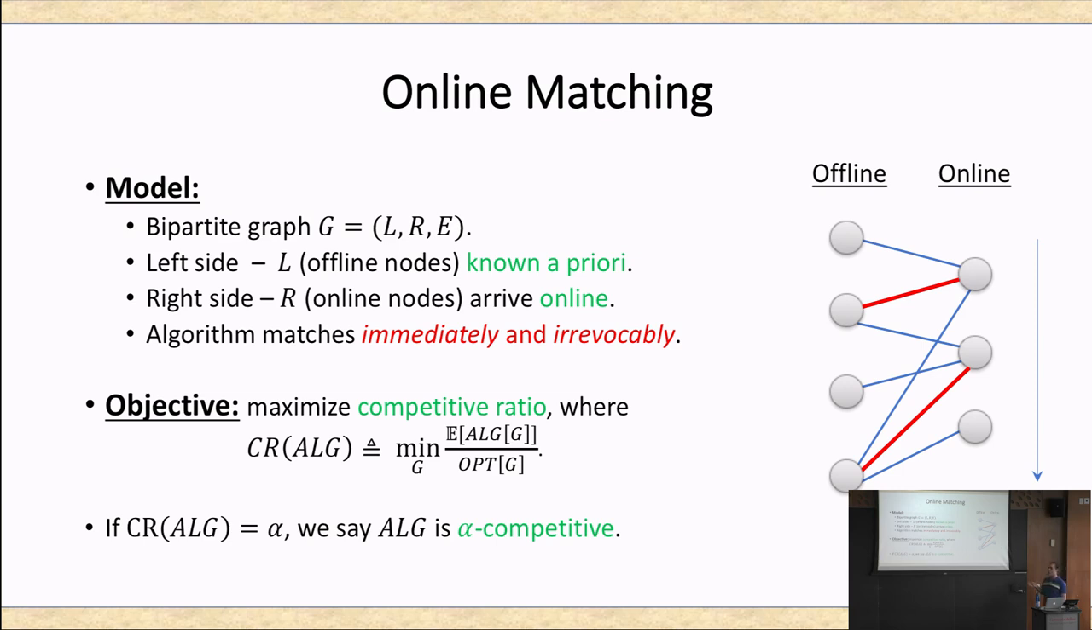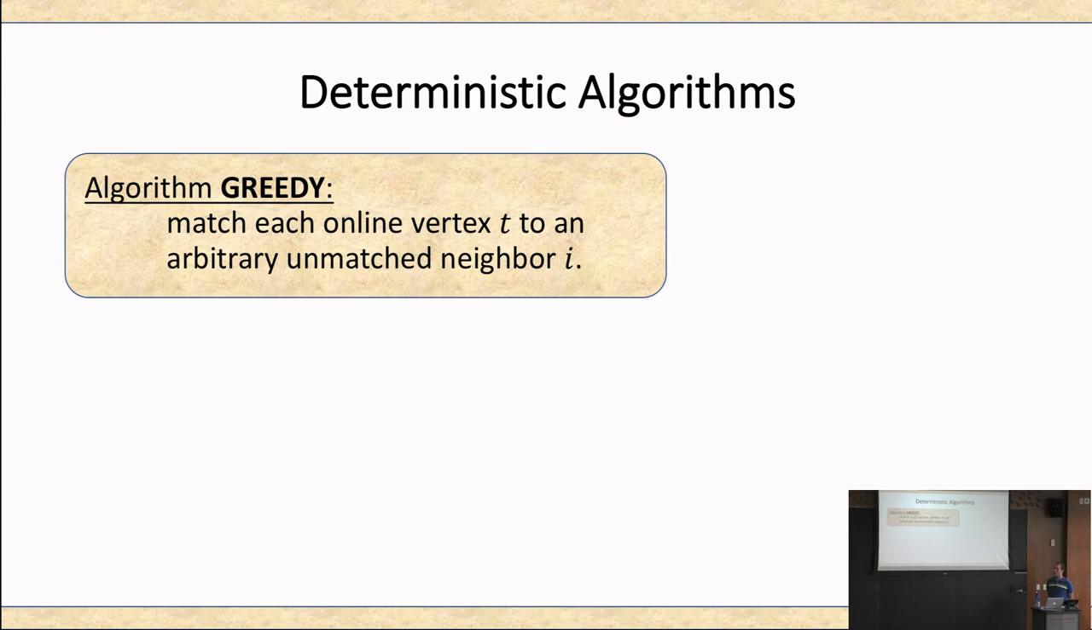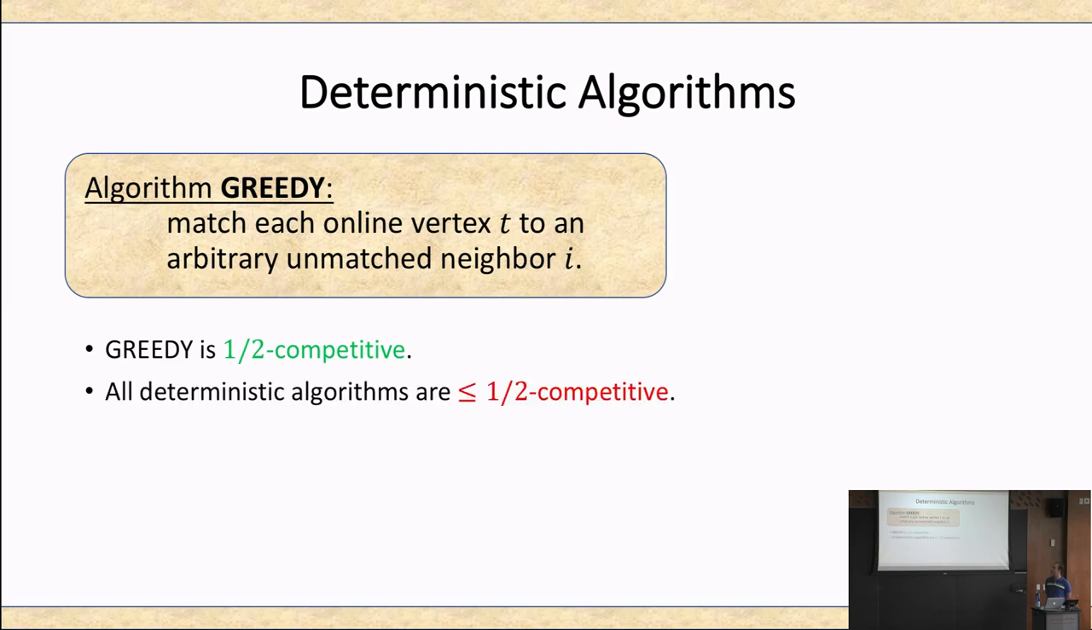So let's see what we can actually do in this setting. The first thing we'll consider are deterministic algorithms. The natural first algorithm to look at for any problem is the greedy algorithm, which in this case matches each online vertex t, that is, the online vertex that arrives at time t, to some arbitrary unmatched neighbor. This gives us a maximal matching, to contrast with a maximum matching. A maximal matching is a one-half approximation to a maximum matching, so this is at least one-half competitive. And it's easy to see that no deterministic algorithm can do better than one-half competitive.